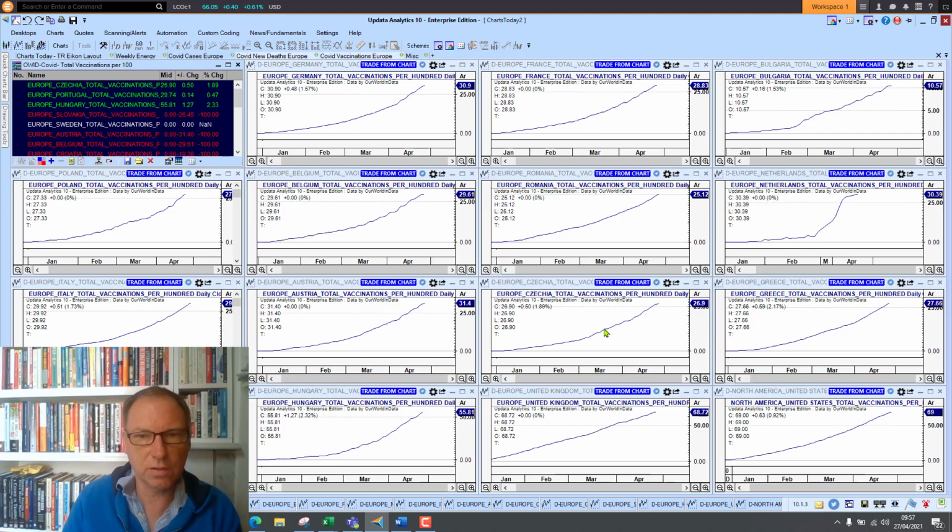And if we look at the vaccination rate, better news here in Europe. We're getting to that 30% level. UK and US sitting at 69%, just nudging 70% now. So very big percentages of the population vaccinated there.